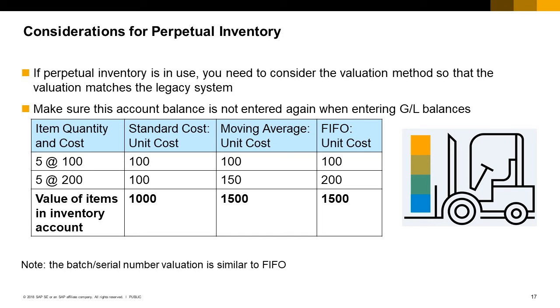With FIFO valuation, you should enter the item cost multiple times with different quantities using the cost price from each layer in the legacy system. Note that the batch or serial number valuation method is similar to FIFO, in that the unit cost is kept at the level of the batch or individual serial number.